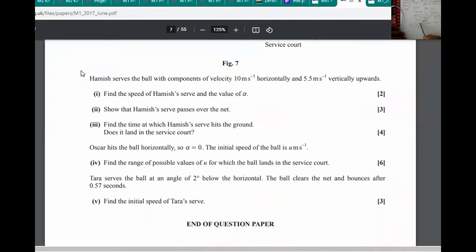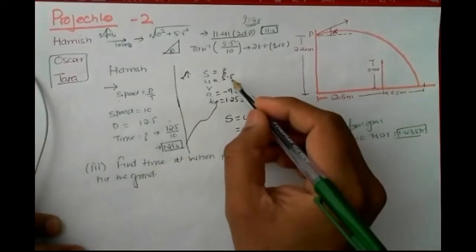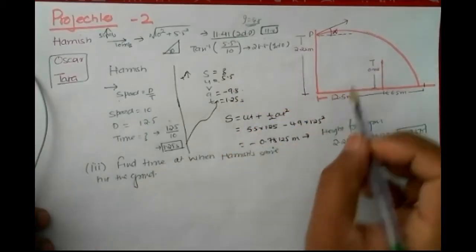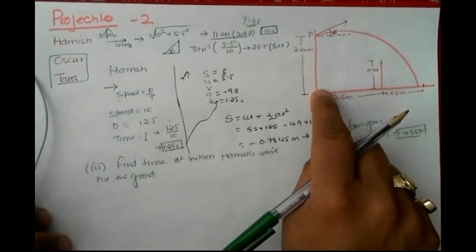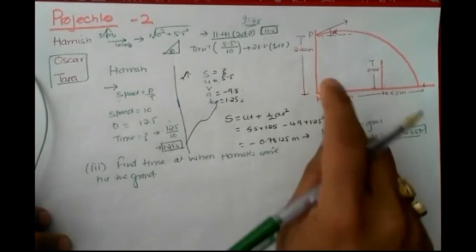Right, guys, the next part is find the time at which Hamish's serve hits the ground. So this also is the vertical motion part of the question. Okay, so what do we do in this case, people? We're going to find the time when Hamish's serve hits the ground. So to come to the ground, it has to travel 2.22 meters vertically downwards.